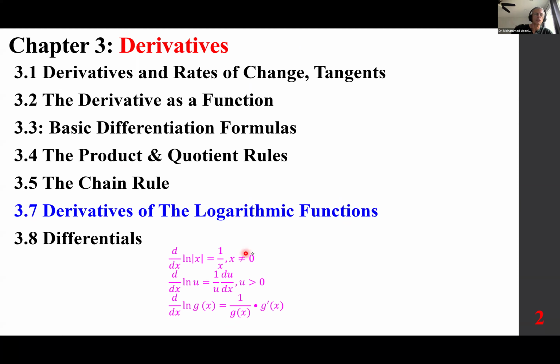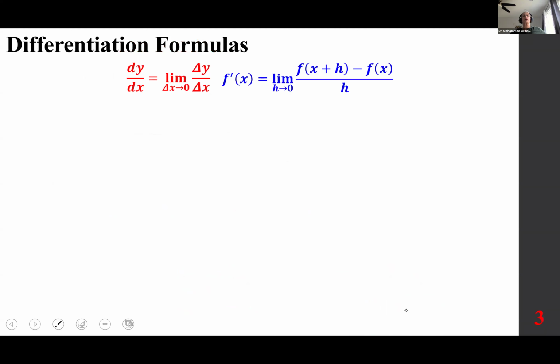The derivative of ln x is 1 over x. Derivative of ln u is 1 over u, du dx, and for g of x it is 1 over g of x, g prime of x. And if the base changes, it is 1 over x ln b, and the derivative of log of f of x with base b is 1 over f of x ln b times f prime of x. We're going to discuss that shortly.